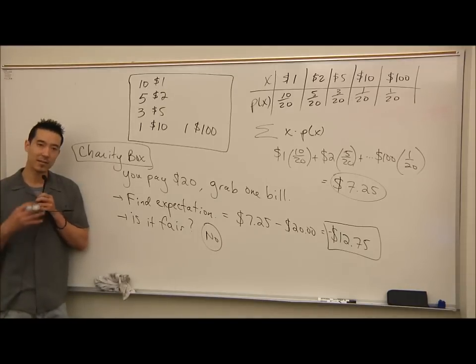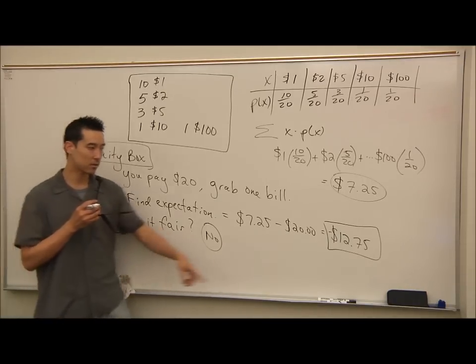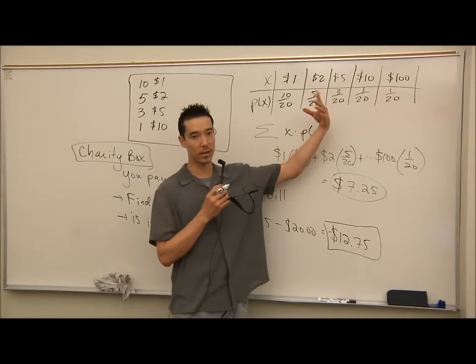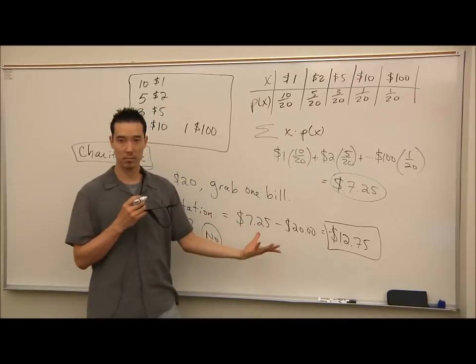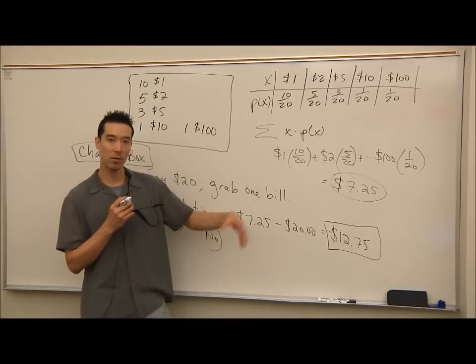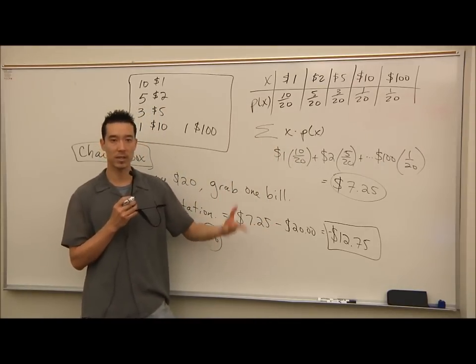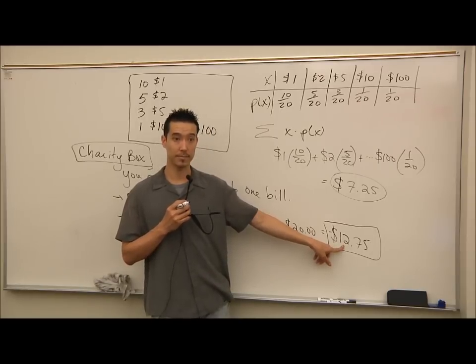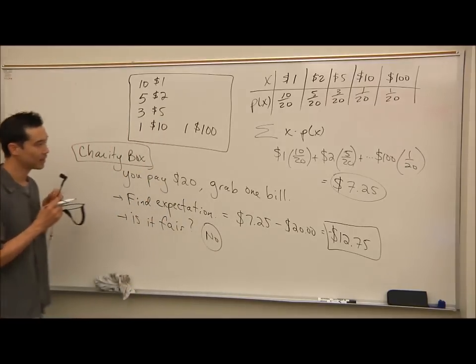Okay? Now, does that mean if you play this game once, you're going to lose $12.75? No, right? You could draw a bill. It could be a $100 bill. You might have made money. Or it could be a $1 bill. You might have lost 19. Okay? But over and over and over, on average, what do we expect? In the long run, you're expected to lose $12.75 playing this game. Okay? That's how it works.